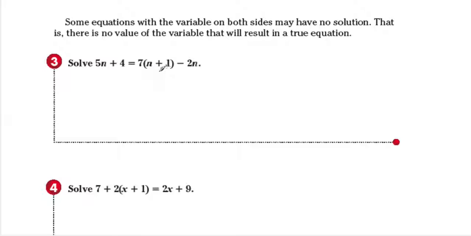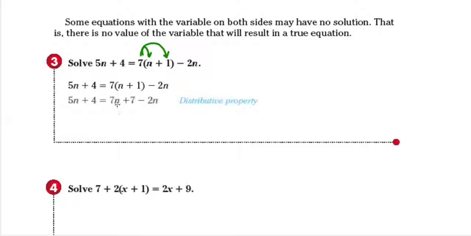Again, we have parentheses here. That means we need to get rid of the parentheses to be able to simplify, and in order to do that, we need to use the distributive property. Hold on, let's copy the problem first. There you go. And then after copying the problem, use the distributive property. You have 7n plus 7 minus 2n. Okay, and from there we add like terms.